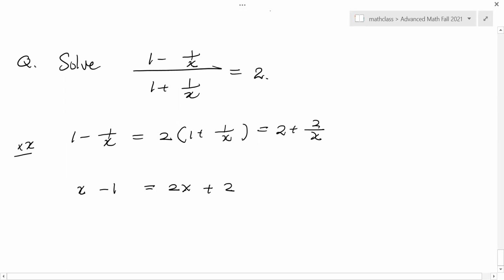Right? The equation is simplified. Every term multiplied by x. So x times 1 is x. x times 1 over x.